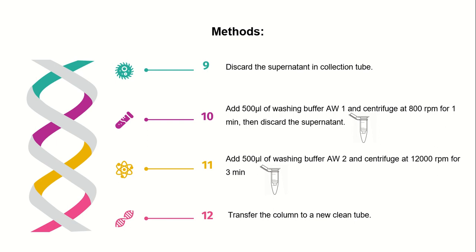We repeat the washing step with washing buffer 2 to be sure all cellular contaminants and all solutions we used are eliminated. Then transfer the column to a new one.